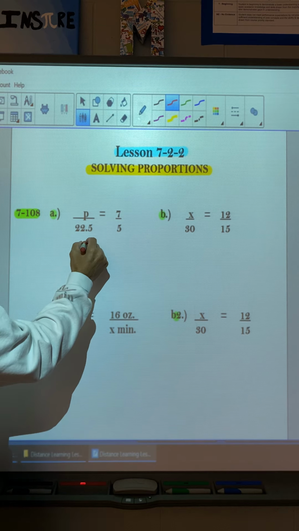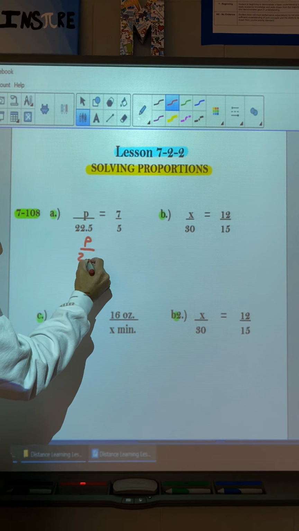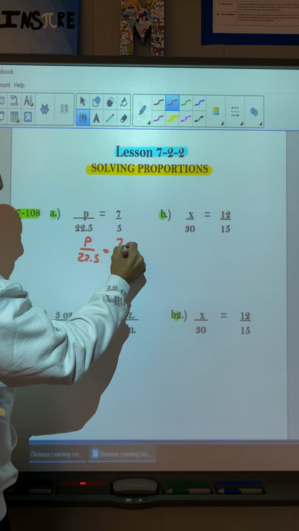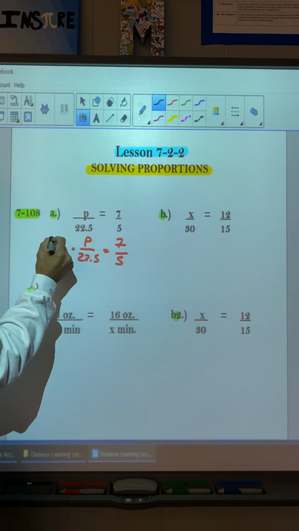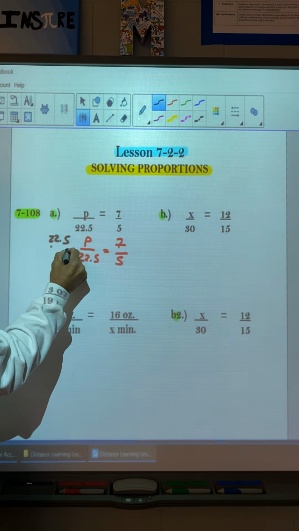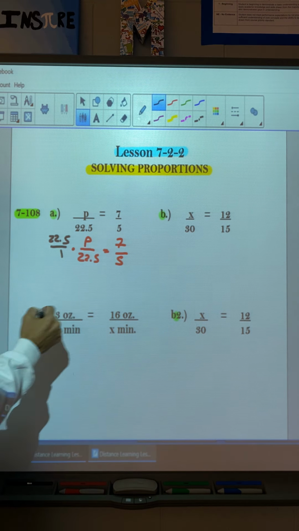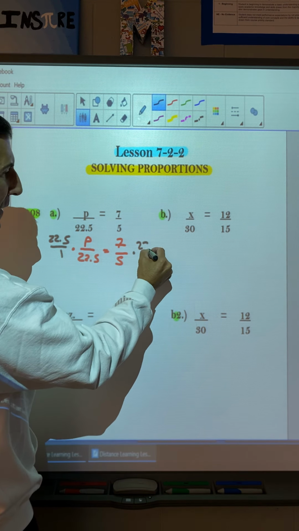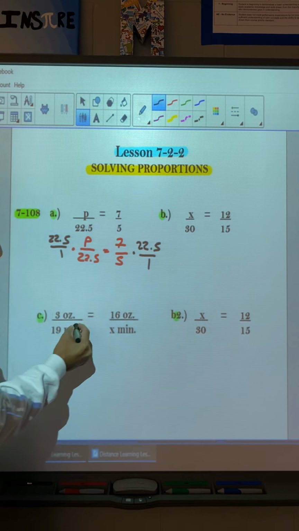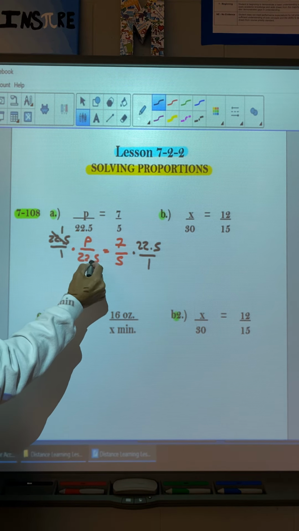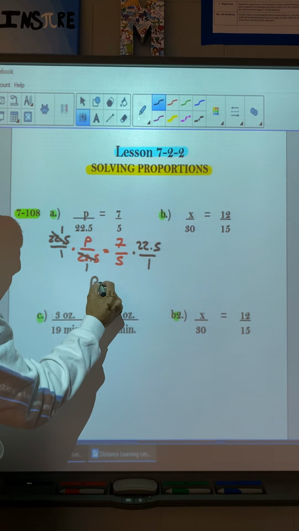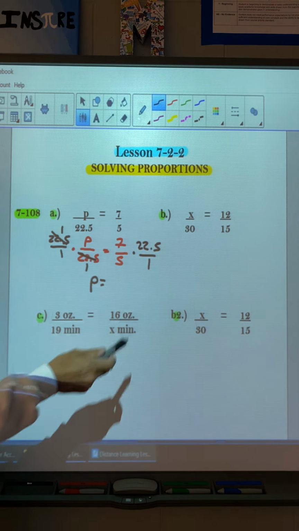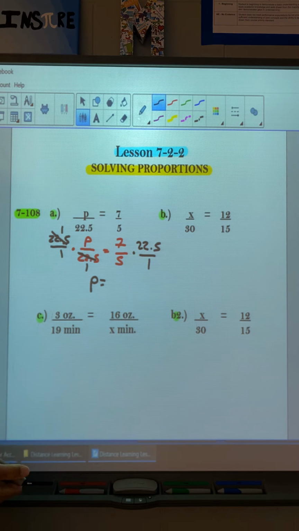So let's multiply by, so I'm going to multiply both sides by 22.5. I'm going to multiply by the denominator. I'm fraction busting. Because the 22.5s cancel each other out. Kind of an ugly number. So I have P left. Then all I got to do is the simple arithmetic on the right side.